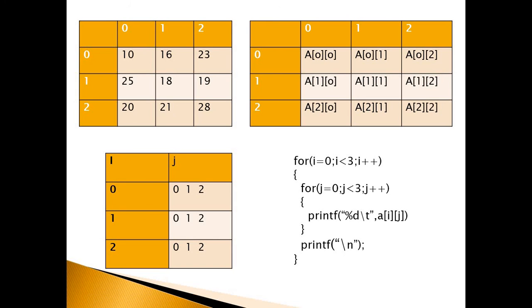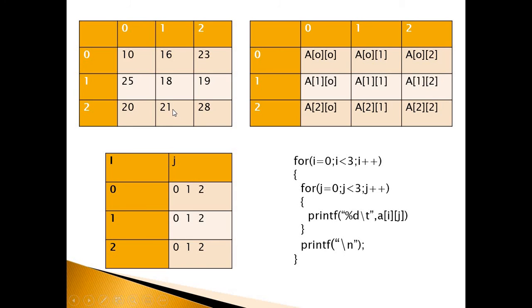After incrementing j, the condition becomes false. So it comes out of the j loop and it executes the printf statement which will move the cursor onto the next line. i value is incremented. i becomes 2. 2 is less than 3. Again it enters the loop. Here it executes the j loop with the value 0. 2 0 is this element which will be printed.